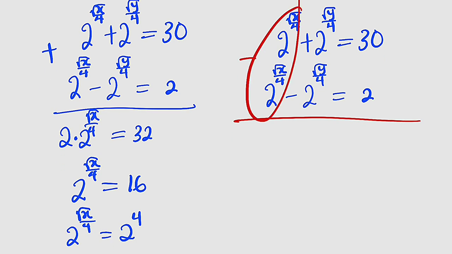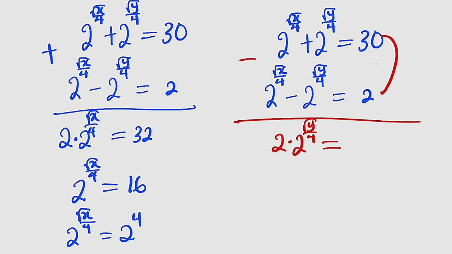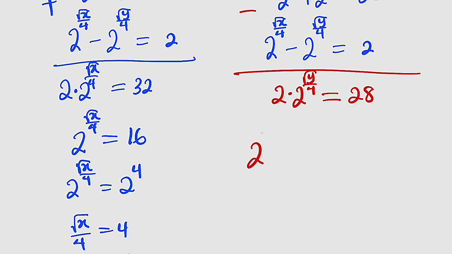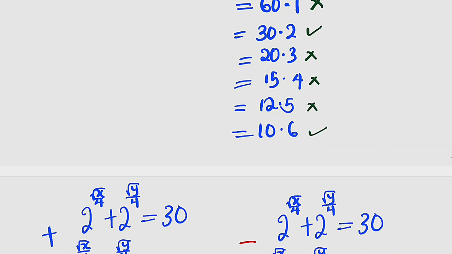Once you subtract, this will go. This minus this will be 2 quantities of 2 raised to the power of square root of y divided by 4. This is equal to this minus this, which would be 28. We can divide both sides by 2. So 2 raised to the power of square root of y divided by 4 is equal to 14. This is where the problem lies, because we cannot express 2 to any power that will give us 14. And remember, we are only concerned with integer solutions. Hence, we are going to discard this condition and take this condition.